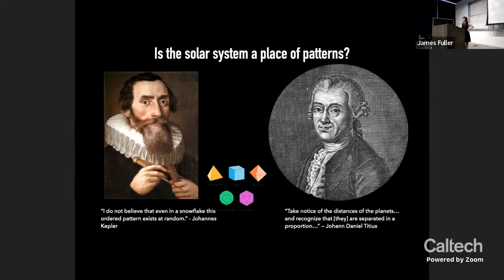Johannes Kepler was fascinated by patterns in nature. He once said, "I do not believe that even in a snowflake, this ordered pattern exists at random." And famously with the solar system, well, of course there was Kepler's laws, but a bit lesser known is he tried to explain the orbital periods of the planets as a series of nested platonic solids, which worked to a point, I think, and then didn't. A few centuries later, Titius noticed that there is a regular geometric progression in the planet spacing, a relation that is sometimes called the Titius-Bode law.